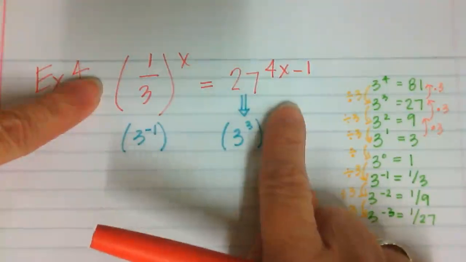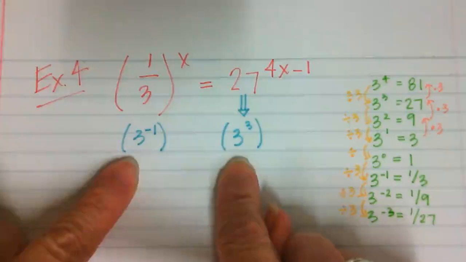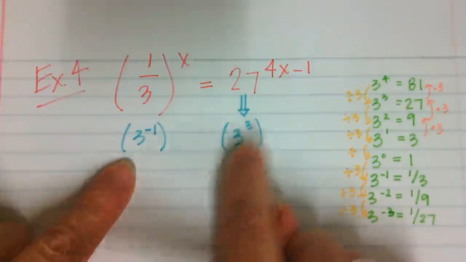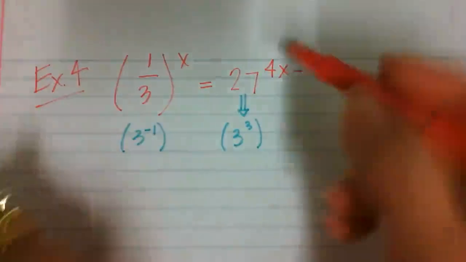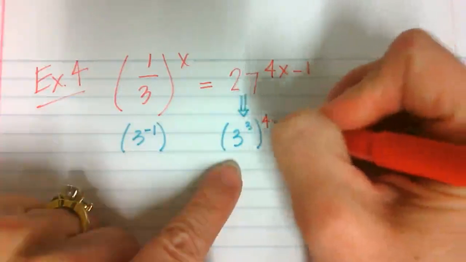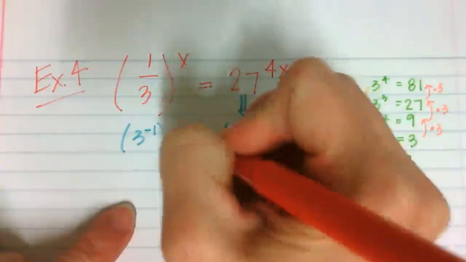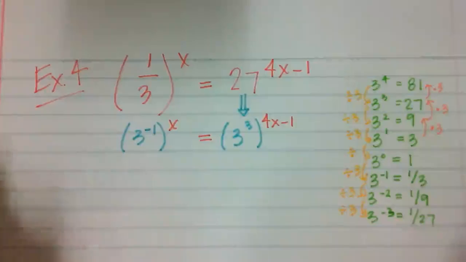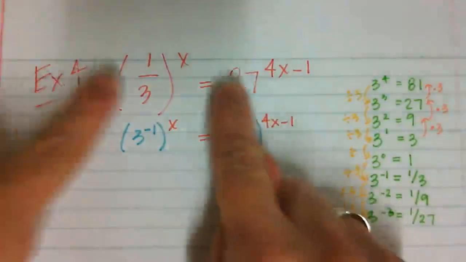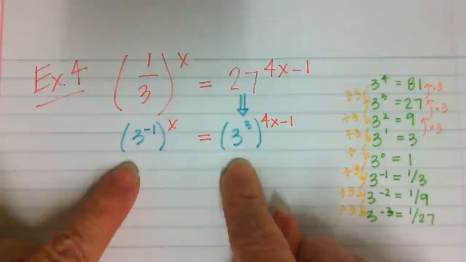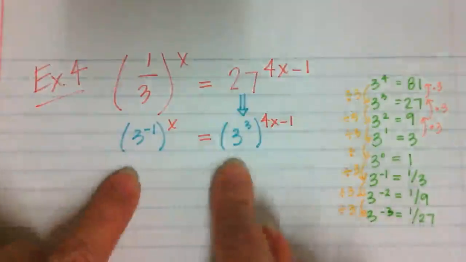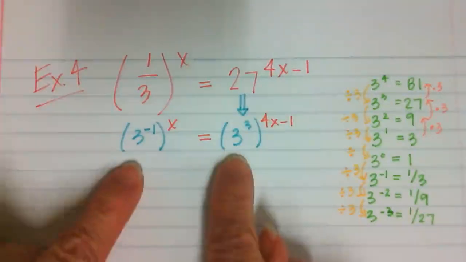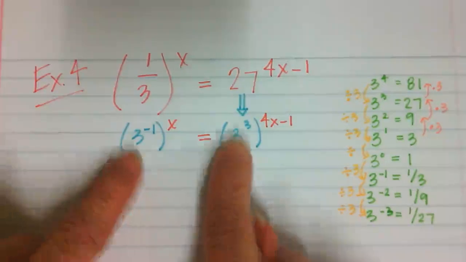The only thing that you can do is rewrite these numbers. So this is still 27 to the 4x minus 1, and this is still 1/3 to the x. The difference is that we've changed what they're wearing. They're dressed differently, if you want to be kind of goofy, but they're still the same value.